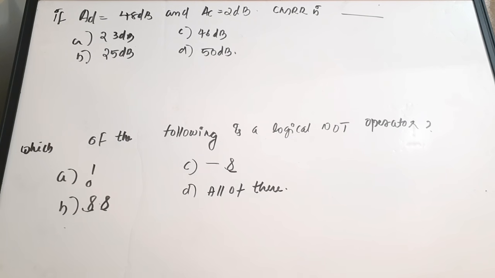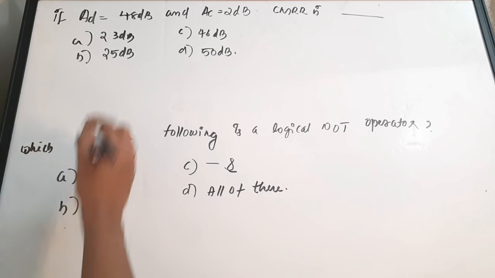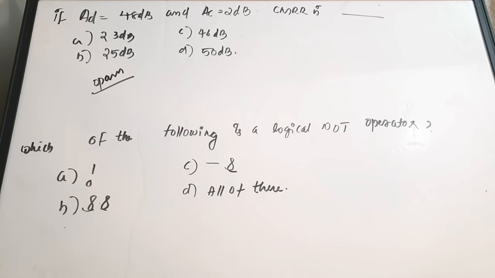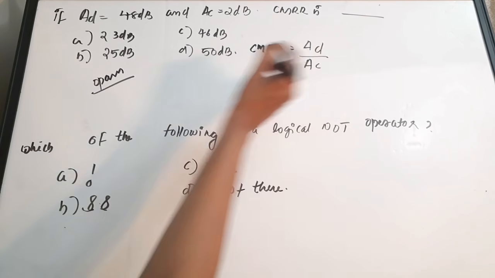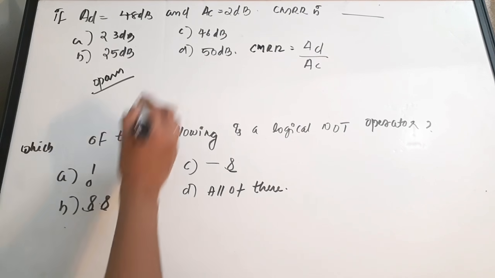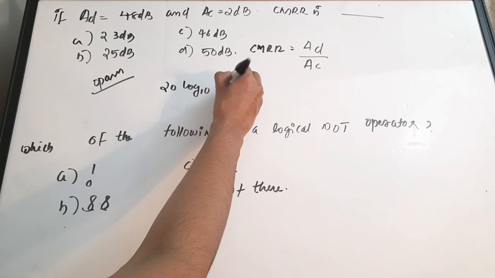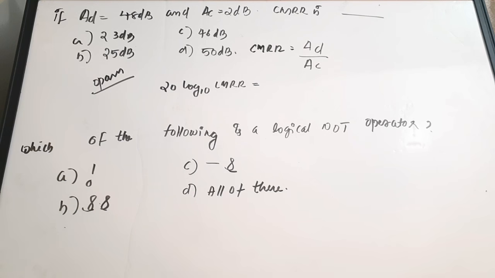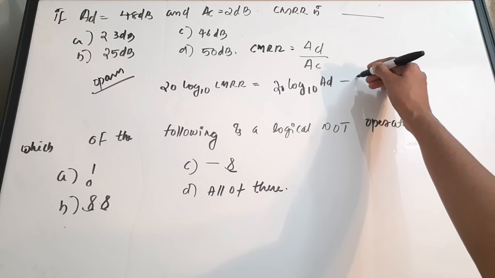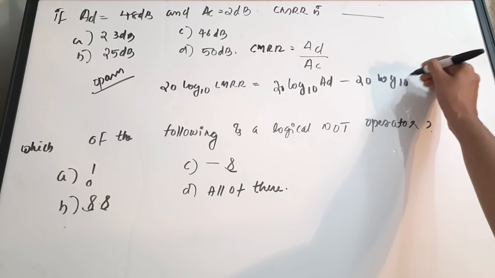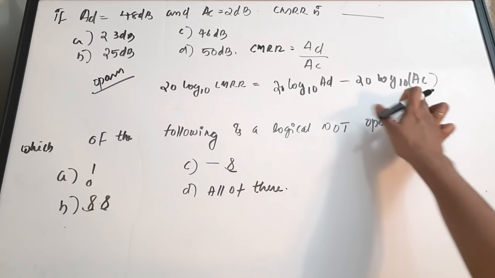Okay. The next question is again from analog electronics. If AD, that is the differential mode gain of the op-amp. Okay, so this question is regarding op-amp. So if differential mode gain AD is 48 dB and AC, which is the common mode gain, is 2 dB, CMRR is dash. The general equation for finding CMRR is CMRR is equal to differential mode gain by common mode gain. But if you want to find it in dB, then you can write it as CMRR is equal to 20 log10 AD minus 20 log10 AC.